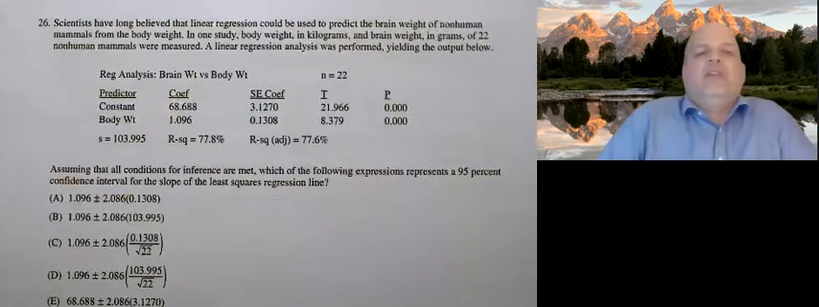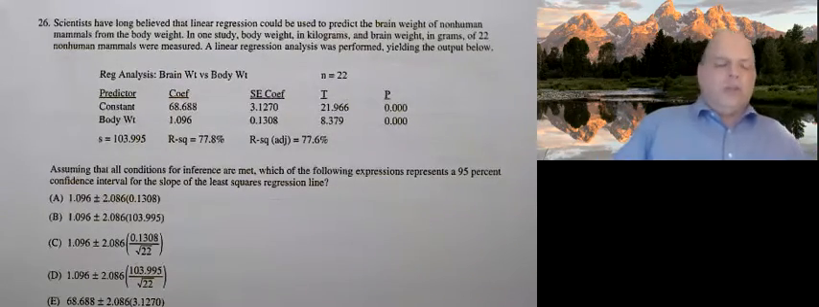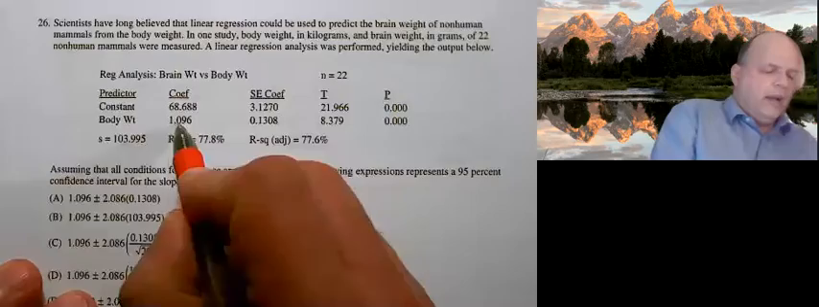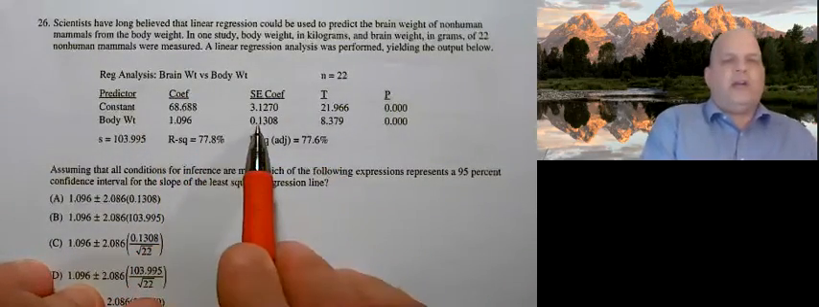So scientists have long believed that linear regression can be used to predict the brain weight of non-human mammals from the body weight. In one study, body weight in kilograms and brain weight in grams of 22 non-human mammals were measured. A linear regression analysis was performed, yielding the output below. So here we have the output. Right here, we have our slope value. Here we have our standard error.